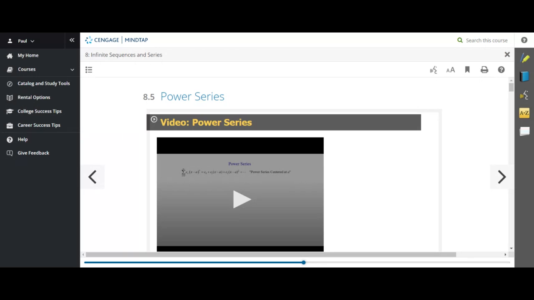Well, so we have reached section 8.5. We're going to talk about power series today. And you actually in your homework in the past had seen a power series. It was a very simple power series, but now we're going to go over it in more detail.